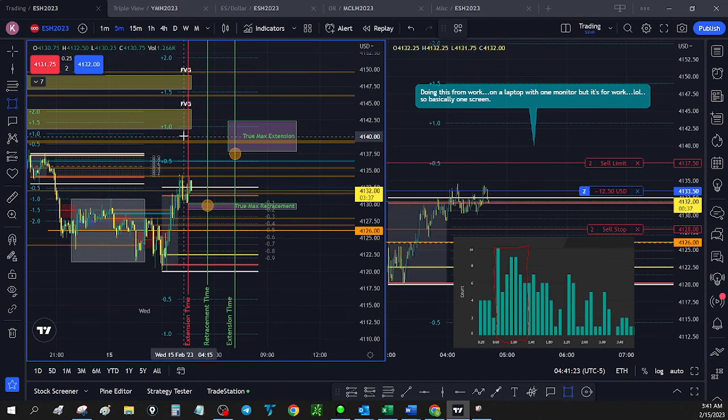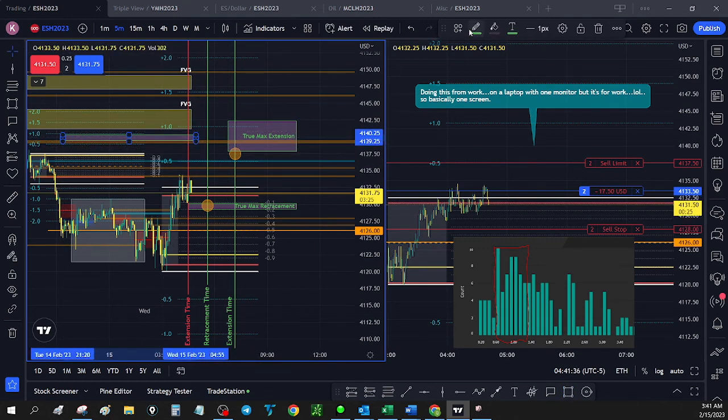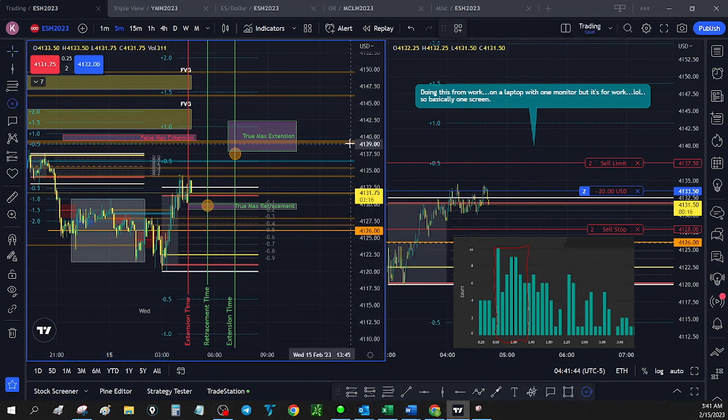What's going to happen is I'm expecting price to come back into that True Max retracement area, and then from there work its way up to my True Max extension target.